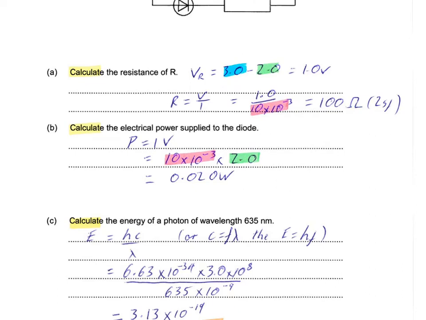Calculate the electrical power supplied to the diode. Probably the easiest way is just use P equals IV here, and it's a single mark: 10 times 10 to the minus 3 times 2, 0.02 watts. Since we've calculated the resistance, you could have used I squared R or V squared upon R as well.